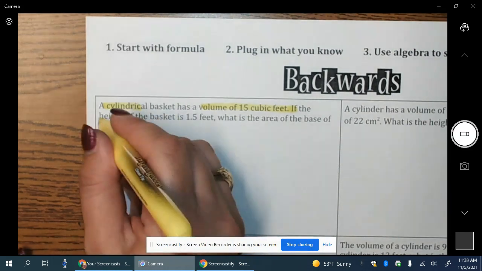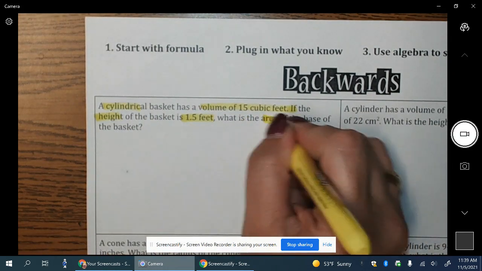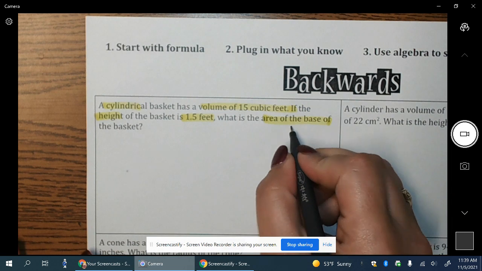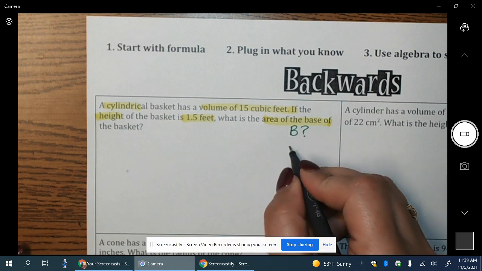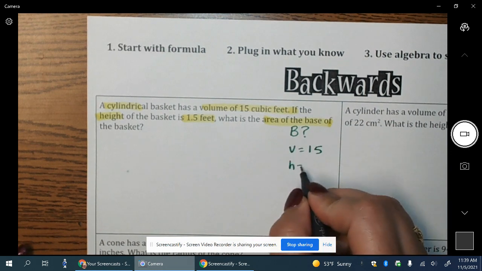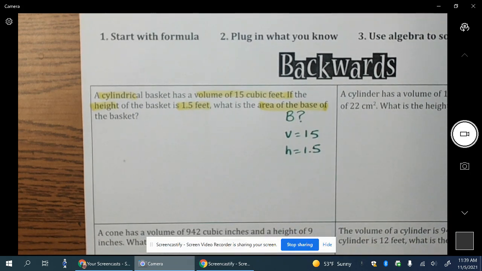It says the height is 1.5. And it says what is the area of the base? What letter does area of the base mean? Big B. Good. So I am looking for big B. The things they gave me were the volume and the height. So first you want to know, what did they give me? And that's going to help me to decide which formula I want to write.